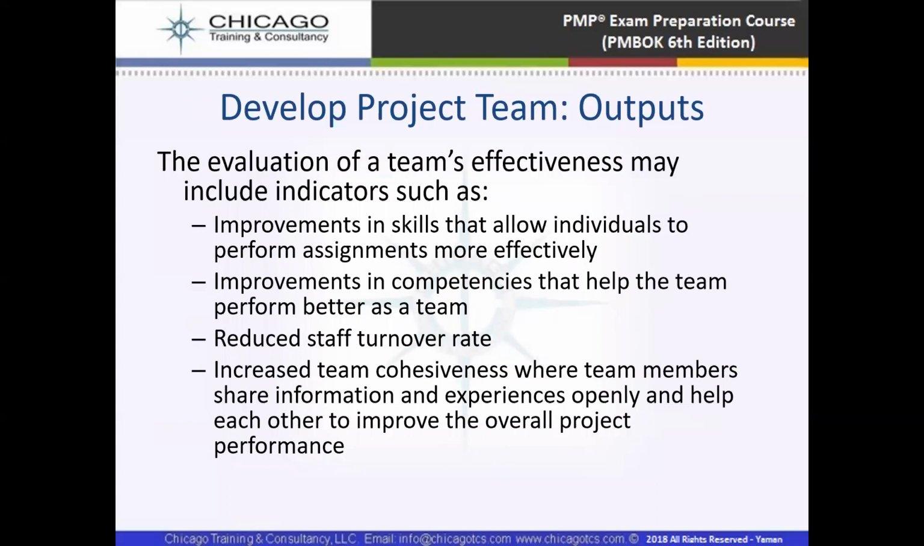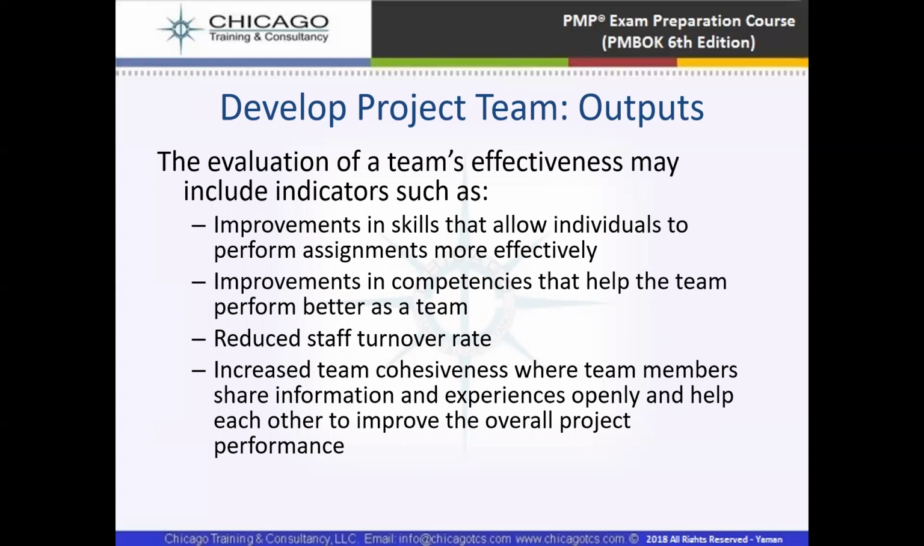And then the evaluation of team effectiveness may include indicators such as improvements in skills that allow individuals to perform assignments more effectively, improvement in competencies that help the team perform better as a team, reduced staff turnover rate, and increased team cohesiveness. So basically, team effectiveness includes those indicators we are discussing here, like improvement in skills that allow individuals to perform assignments more effectively.